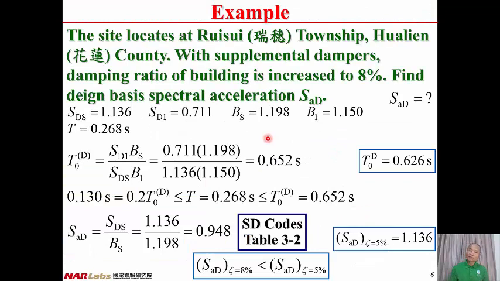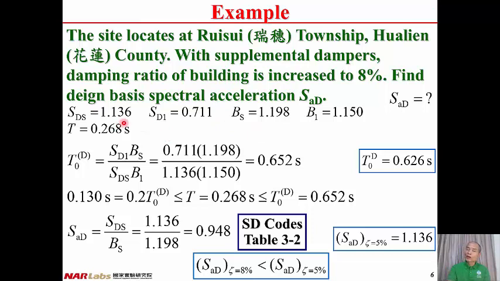And then back to the example, the site located at Yueshui Township, Hualien County, with supplemental dampers. The damping ratio of the building is increased to 8%. And the question is to find the design basis spectral acceleration SAD. That's to find the value for SAD. And from the previous lecture, we have some information about the building.